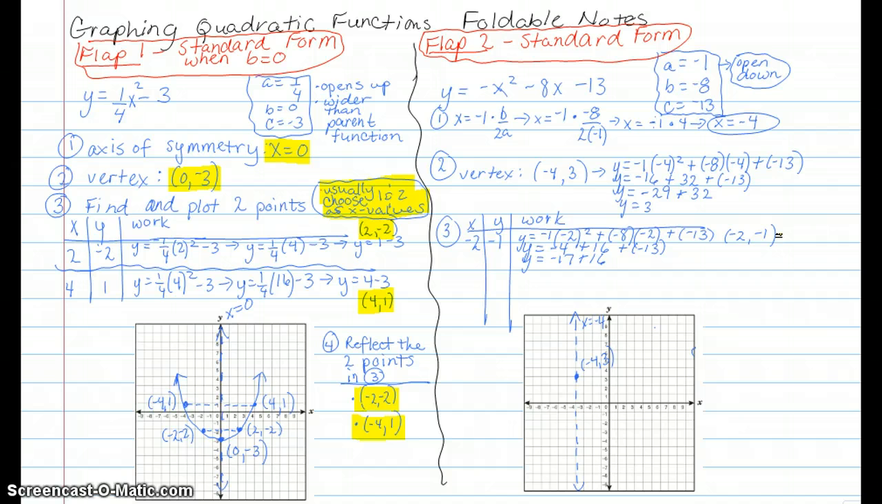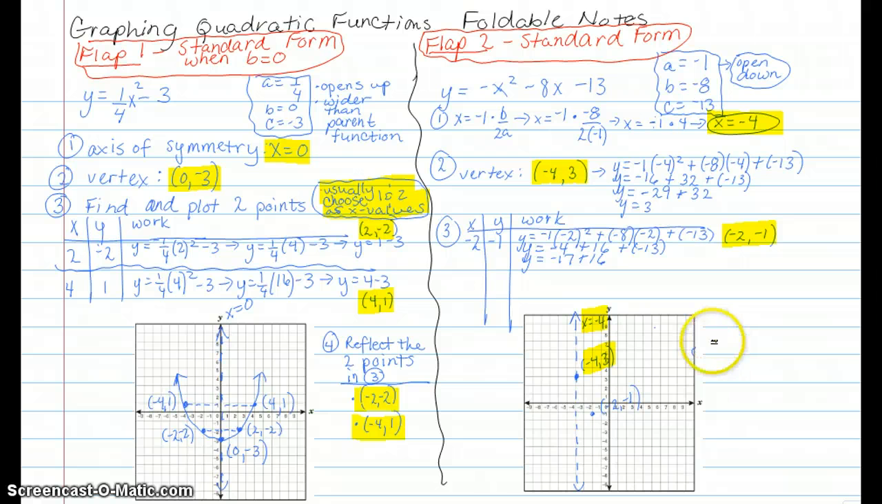So we're just going to highlight what I've got here, just to keep everything nice and organized. Here's my axis of symmetry, and you can see that right here. Here's my vertex, negative 4, 3, and you can see that right here. So now my first ordered pair is negative 2, negative 1, and I'm going to go ahead and plot that, negative 2, negative 1. Write my ordered pair, negative 2, negative 1.